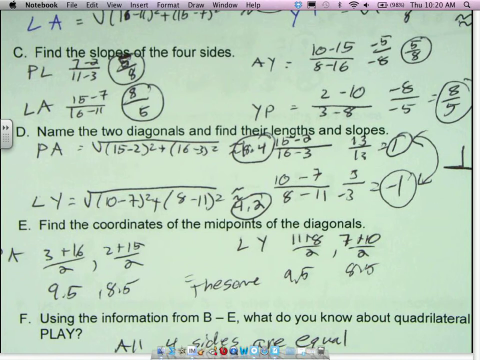The midpoints for E are the same. For P to A, the midpoint is 9.5 and 8.5, and for L to Y the midpoint is also 9.5 and 8.5.